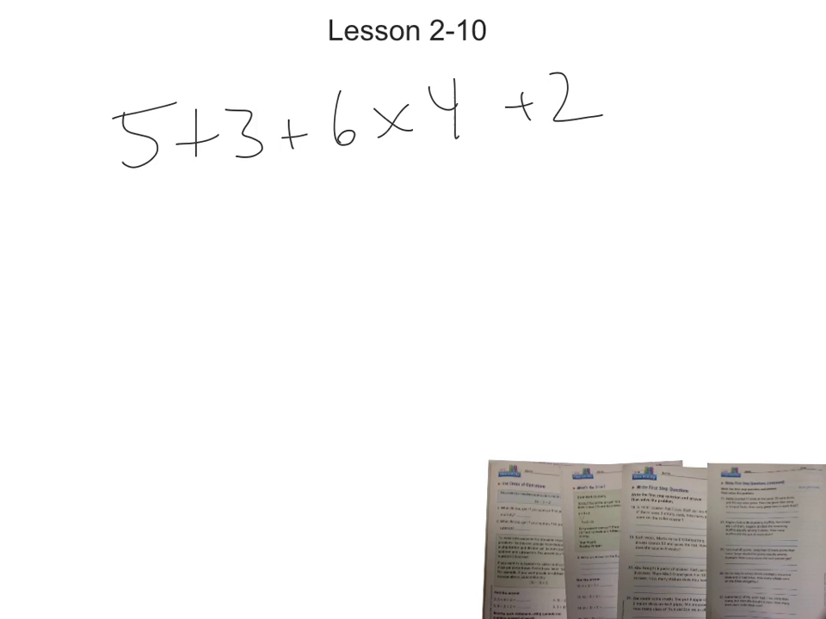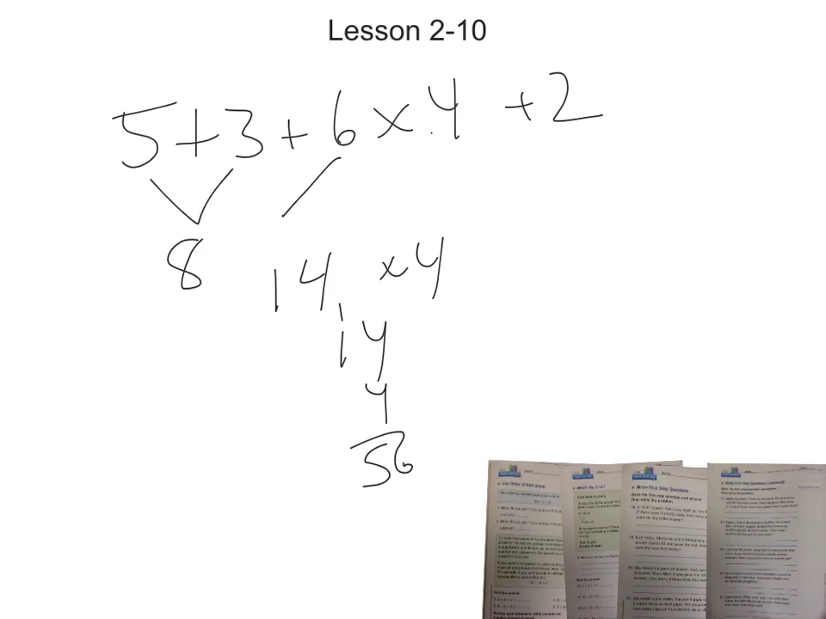So I'm going to try this once with addition. I'm going to try this once doing it the wrong way. Okay, 5 plus 3 is 8, plus 6 more is 14. Then if I go times 4, 14 times 4 is 56. So now I'm at 56 plus 2 equals 58. Okay, that's what happens when I do it the wrong way.